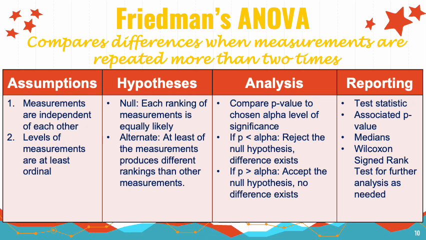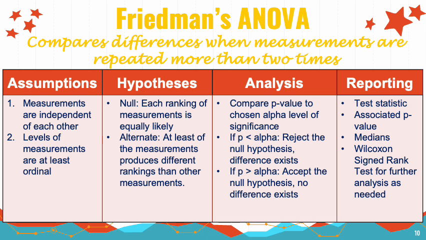Again, you would use your software to compute the test statistic and associated p-value for the Friedman's ANOVA. If the p-value is smaller than your chosen alpha level of significance, we reject the hypothesis and we say that at least one of the measurements produces different rankings than the others. If the p-value is larger than your alpha, you accept the null hypothesis and say that each ranking measurement is equally likely. It is important to note that similar to the Kruskal Wallis test, Friedman's ANOVA only tells us that the measurements differ from each other.